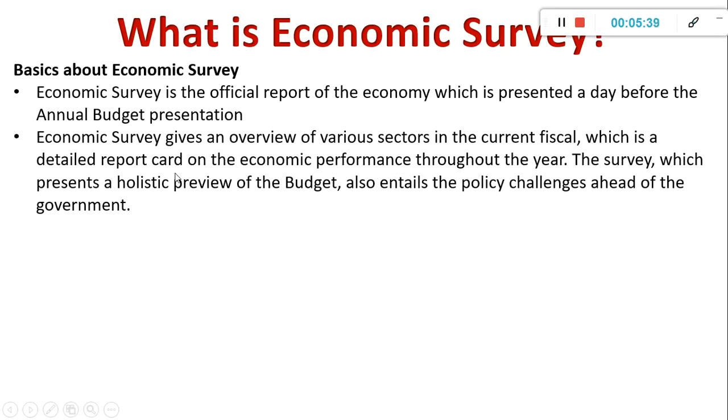That's the first point. Now, what it does is give an overview of various sectors in the current fiscal, which is a detailed report card on the economic performance throughout the year. The survey presents a holistic purview of the budget and entails the policy challenges ahead of the government. In the budget, you would have seen the finance minister come and tell a lot of schemes: this much crores are allocated here and there, in future we are going to do that, by 2025 we'll eliminate tuberculosis, or we will initiate the Paris climate something. She is telling all the future things, what we are planned for this coming year.